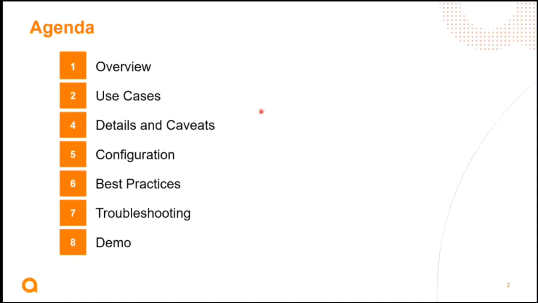So I'm just going to do a quick overview. Then we're going to cover some use cases, provide some details and caveats around Smartlink. Going to cover some configuration around Smartlink and what it looks like, then some best practices. Then we'll cover some troubleshooting commands, and then I'm going to finish off with a demo to link that all up. So hopefully then it all makes sense, and then maybe you can ask some questions after that. Please ask questions during the session, and the TMEs will try and answer them.